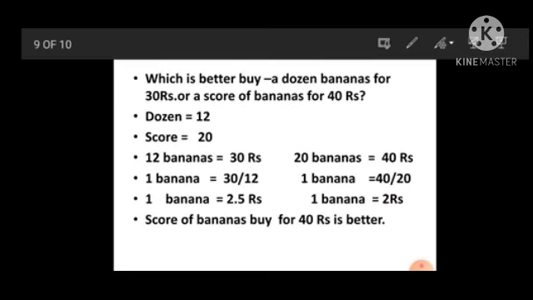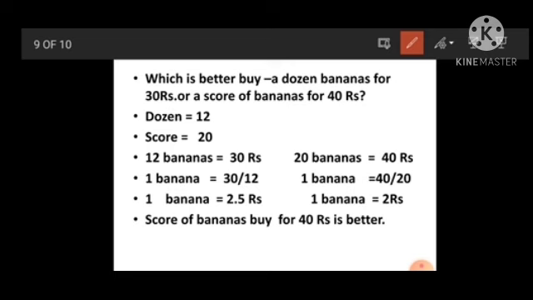Now which is better: buy a dozen bananas for 30 rupees or a score of bananas for 40 rupees? Dozen means 12 bananas and students, score means 20 bananas. 12 bananas is 30 rupees and 20 bananas is 40 rupees. First we take out the price of one banana. So one banana is equal to 30 by 12. So one banana is 2 rupees 50 paise.